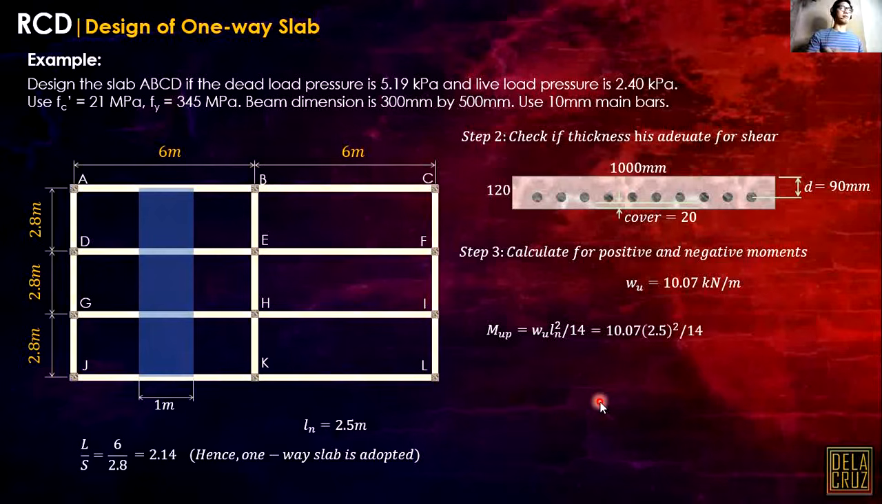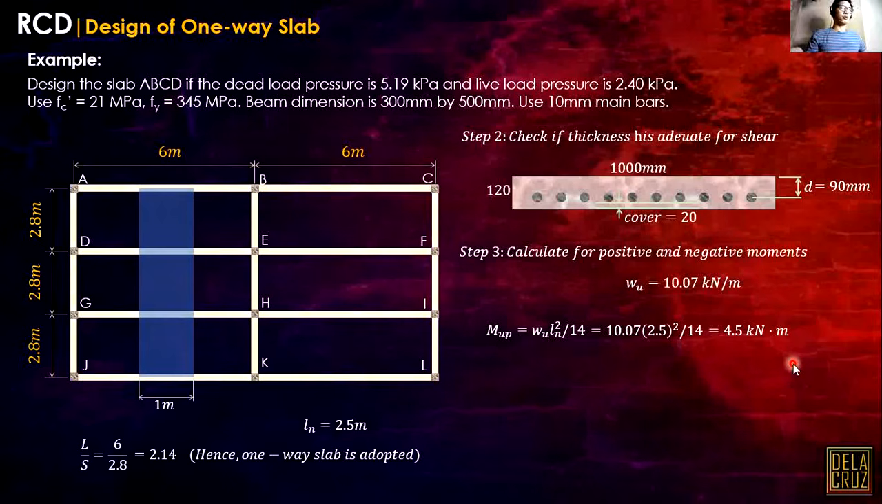And substitute, we have the WU. This one, nakuha natin kanina. Of course, our LN is the clear span. That one. And divided by 14. And we have that value. Napakaliit lang yan because 1 meter strip yung analysis natin dito. Okay? Basta mga slab, maliit lang talaga. Because that loads came from the persons or the occupants ng ating slab natin. Nasa code din yan. Okay?